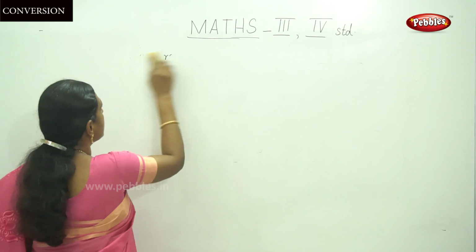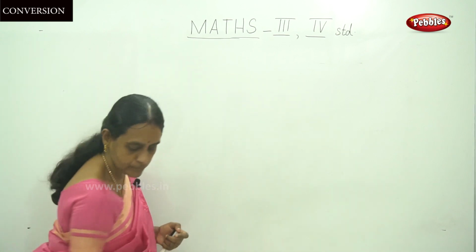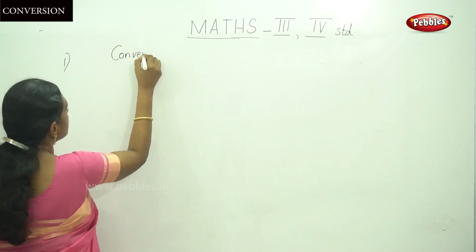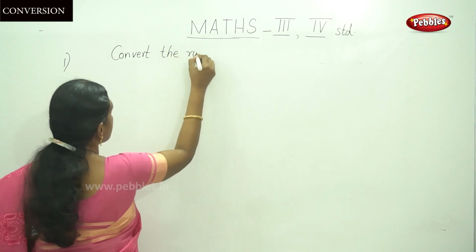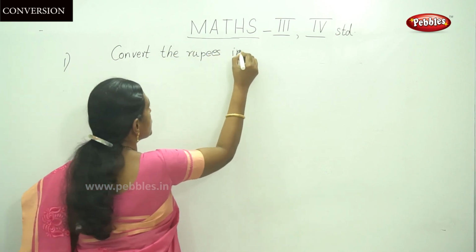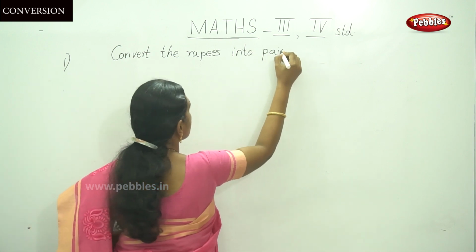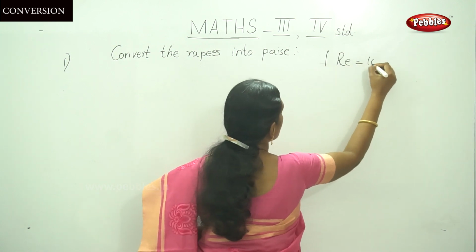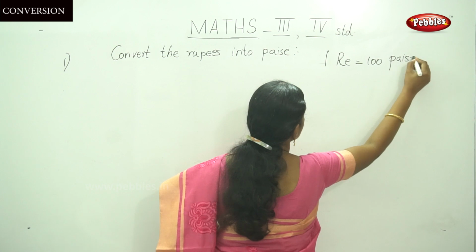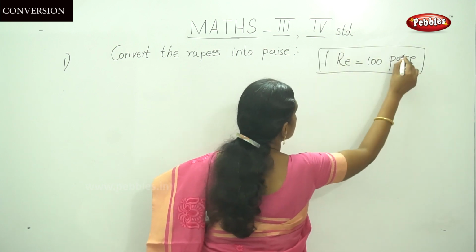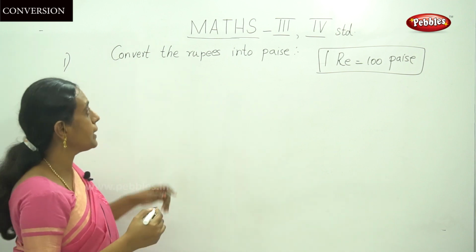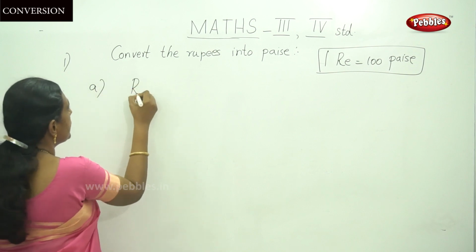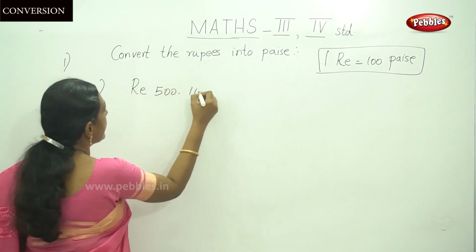And here one more example sum, conversion, convert the rupees into paise. That means 1 rupee is equal to 100 paise. This is a formula. 1 rupee is equal to 100 paise. Convert the rupees into paise. The question is rupees 5, 10 paise.